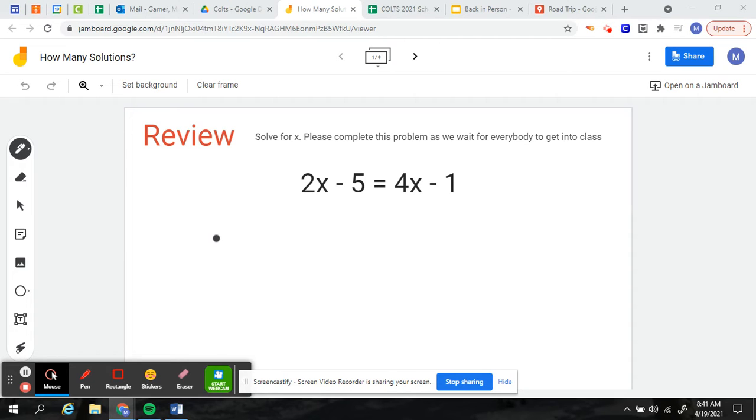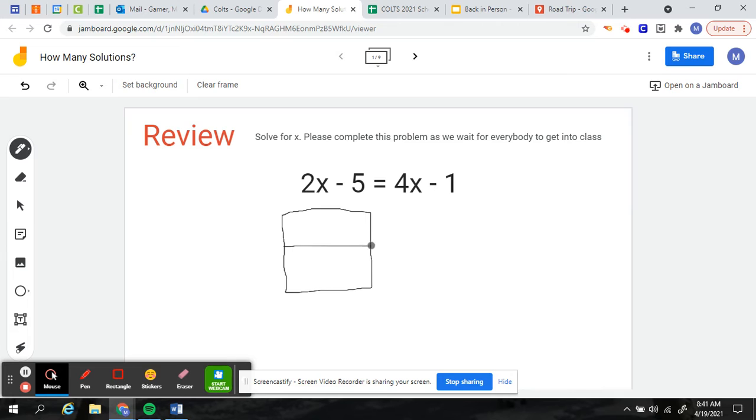Hey guys, this video will be going over how many solutions an equation has. To start, this very first slide is a review from last week, and this is solving for x when you have an x on both sides of your equal sign. Remember, this is the box method, or if you want to do it the other way, that's called inverse operations. That is also fine.